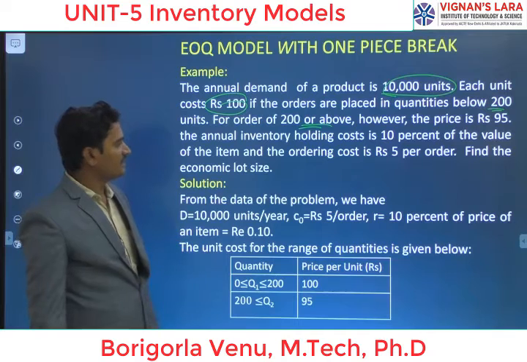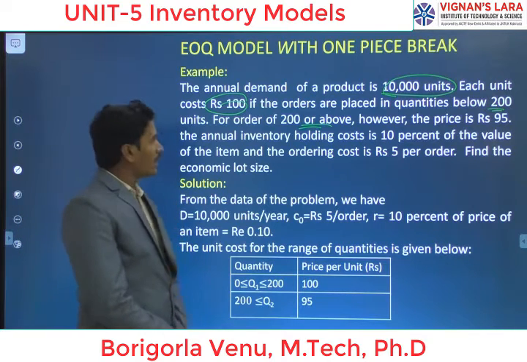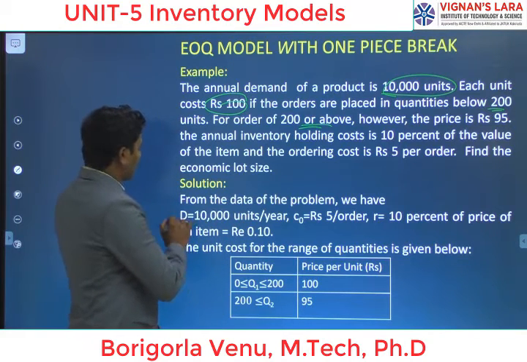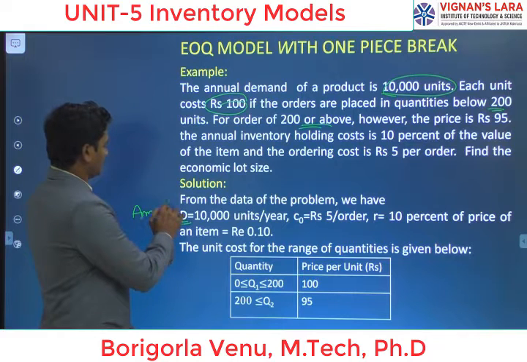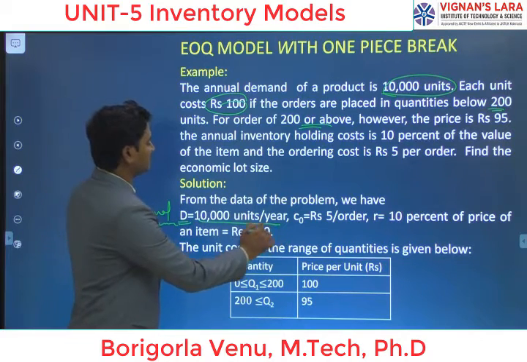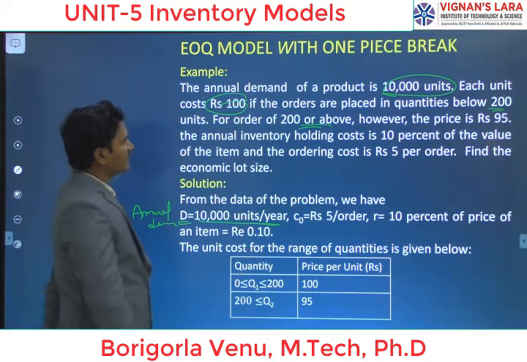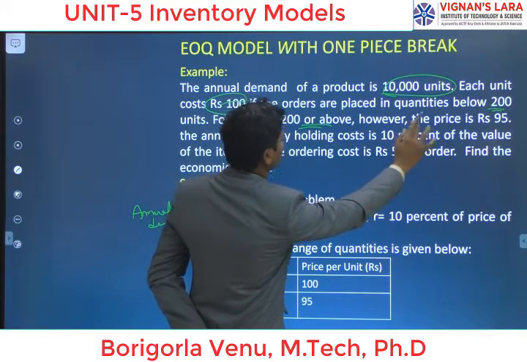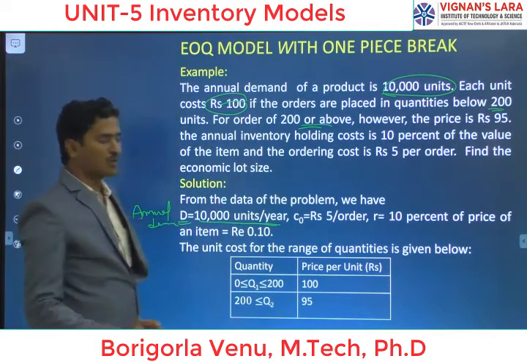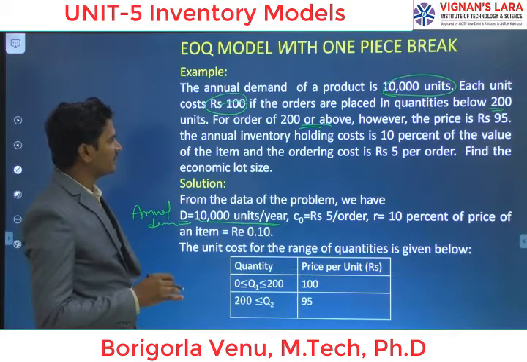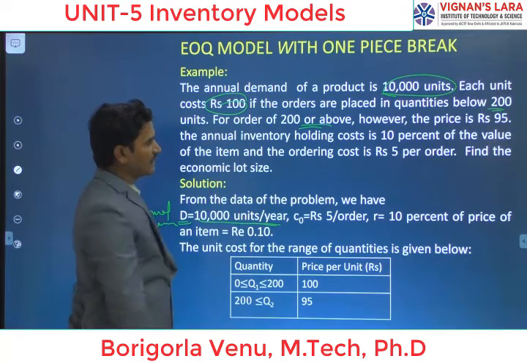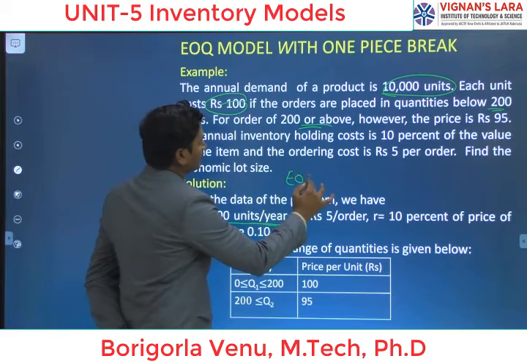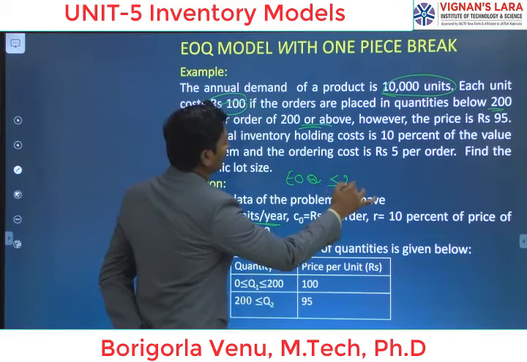Okay, this is our problem. In that problem, the given data is the annual demand: D is equal to 10,000 units per year. Next, coming to the second one, if the orders are placed in quantities below 200 units, here we are going to take that value as the EOQ value. Here the EOQ value is less than or equal to 200.